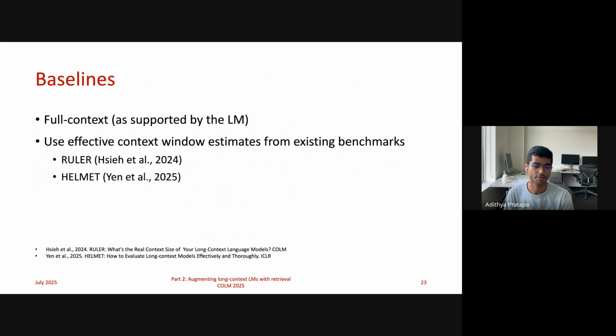But we also use estimates from existing benchmarks. We specifically focus on two benchmarks, RULER and HELMET. These are widely popular long context benchmarks, and pretty much every long context model that comes out tries to report its scores on these two benchmarks. Both of these benchmarks essentially give you an effective context window for any given language model, and we use this effective context window as the maximum amount that we want to retrieve in our setup.